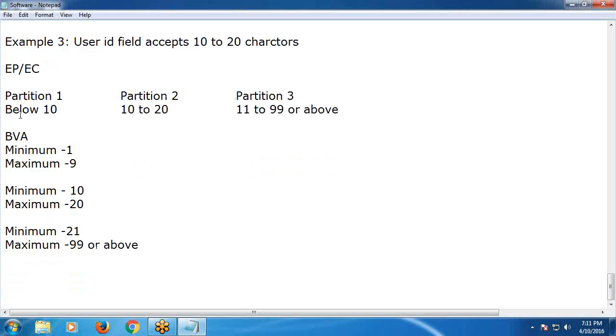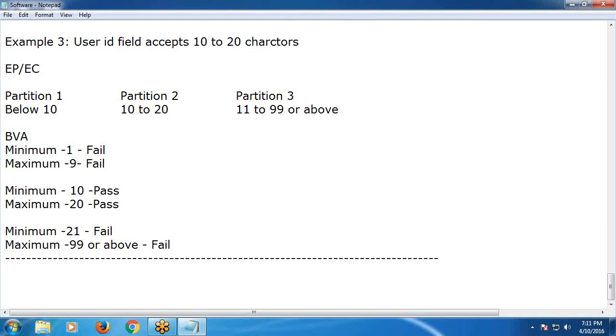Observe, first partition invalid, second partition valid, third partition invalid. So definitely this one fails and this one passes. Without using all possible inputs, we can cover all areas using equivalent classes and boundary value analysis. Observe, Srilakshmi, any confusion?